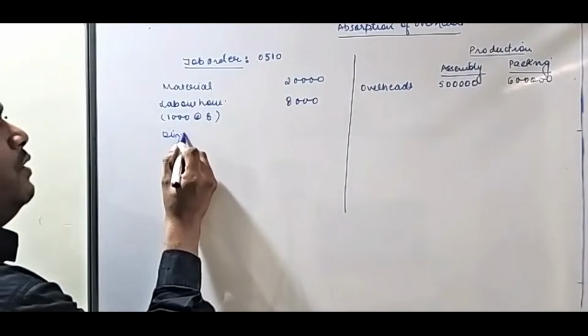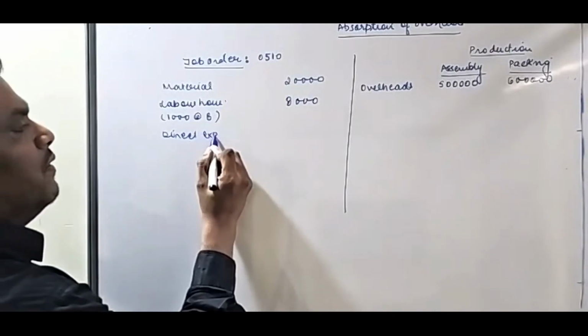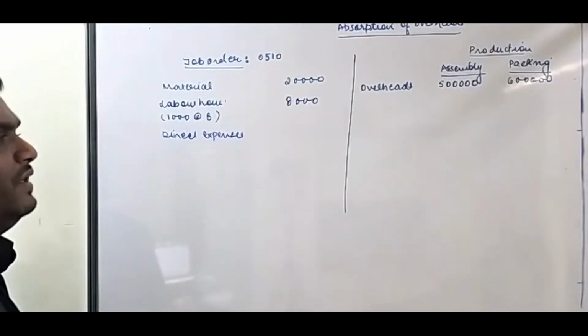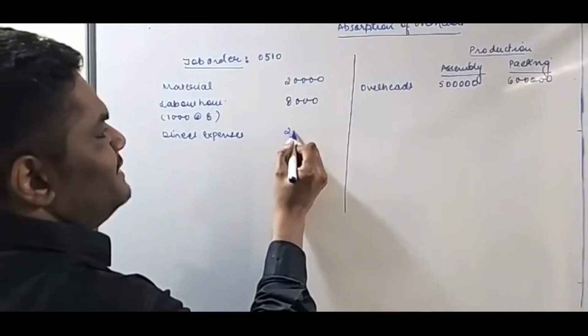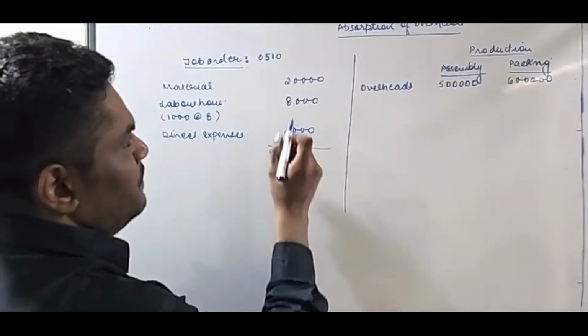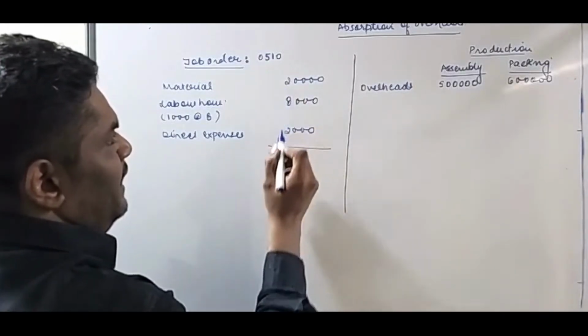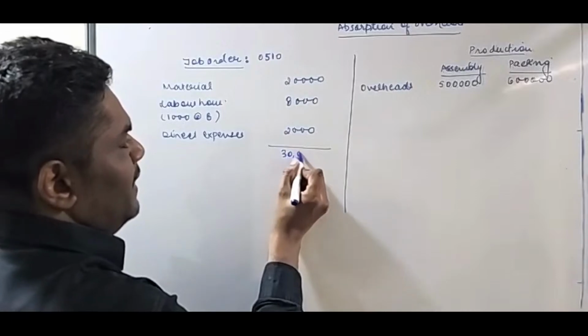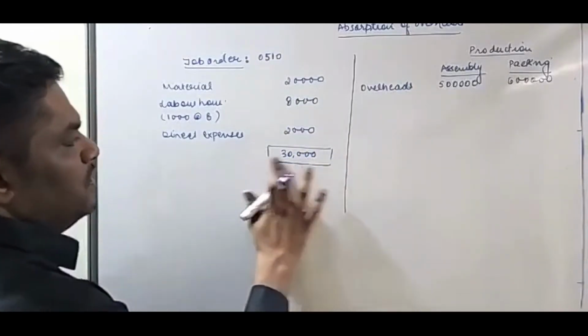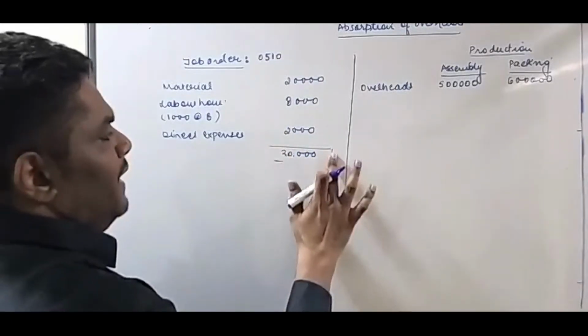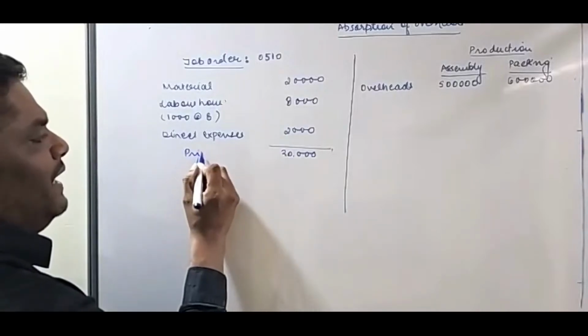Further, when talking about the direct expenses, let's say the direct expenses are 2,000. So 28 and 2, that is 30,000, is my total direct cost, or we can say prime cost.